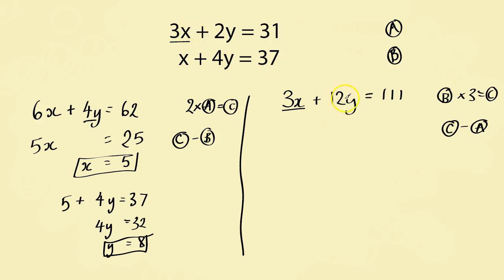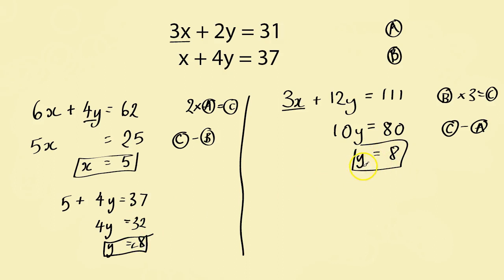Alright, so let's go for it. 3x take away 3x gives me no x's. 12y take away 2y gives me 10y. 111 take away 31 gives me 80. 10 lots of something is 80. That means that something must be 8. Great. Notice this has given me the same solution as before.